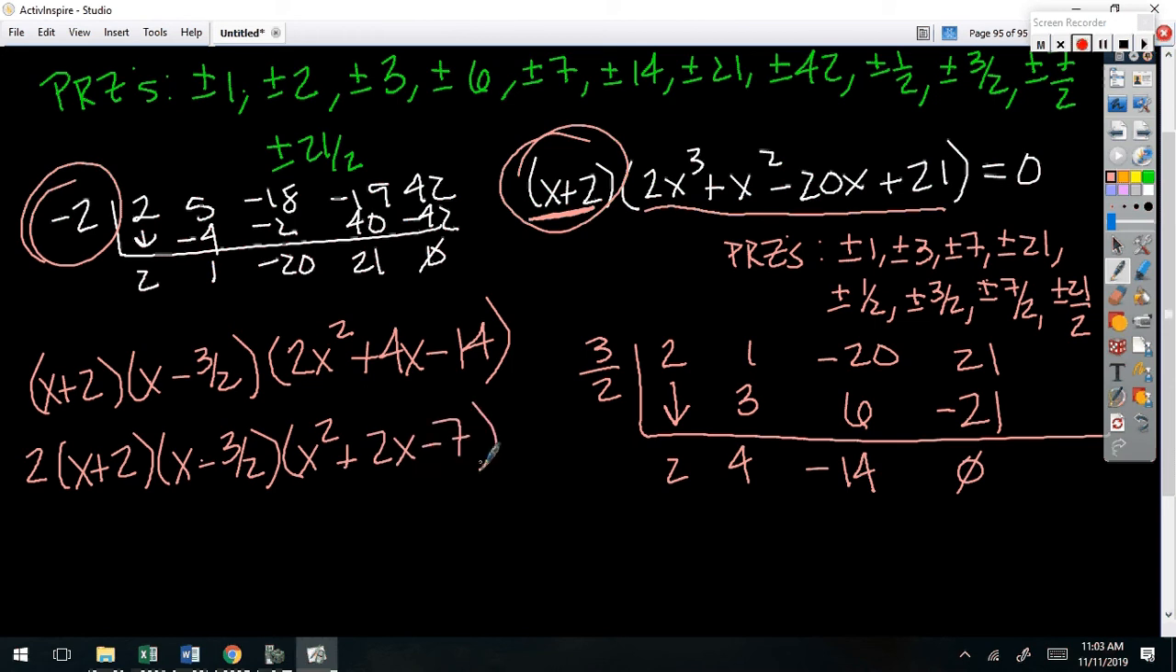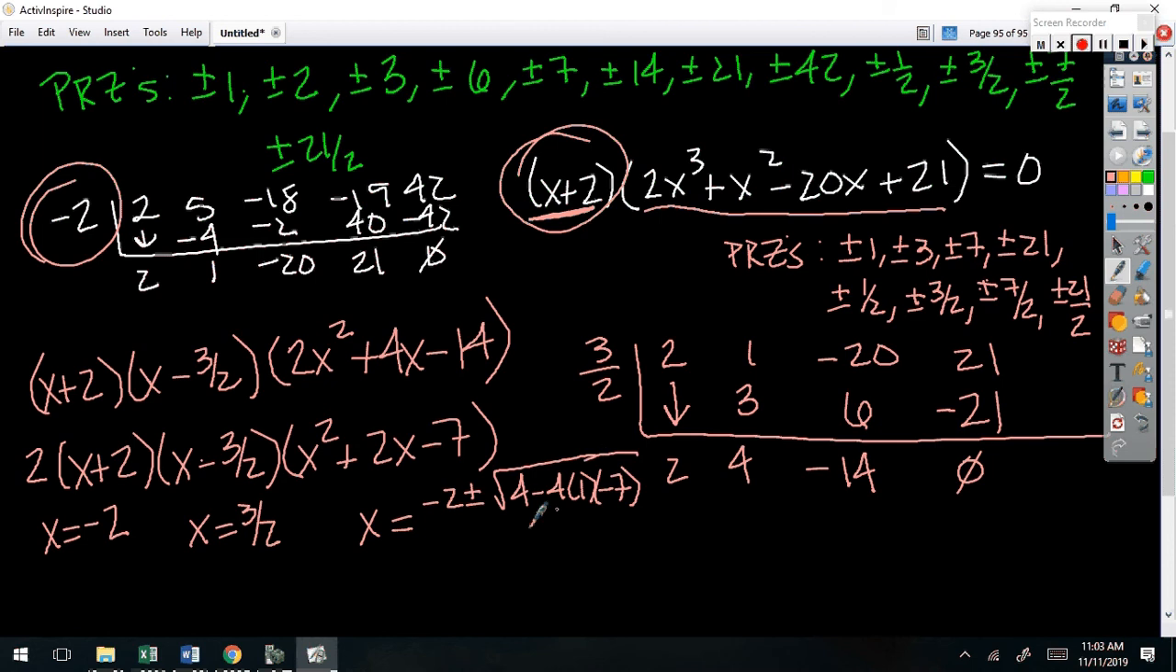So now the question becomes, does anything multiply to -7 but add to 2? Not only is this a double PRZ problem, it's also a quadratic formula problem. So this thing has 4 zeros, -2, 3 over 2. And then opposite b plus or minus square root of b squared minus 4ac. See why I made you remember that quadratic formula? Over 2a.